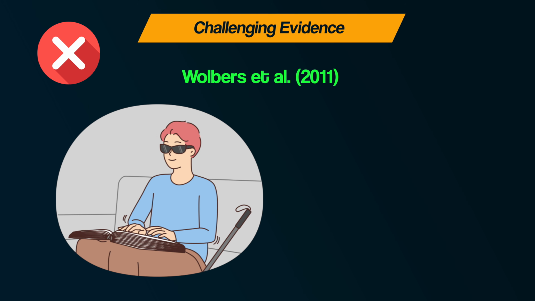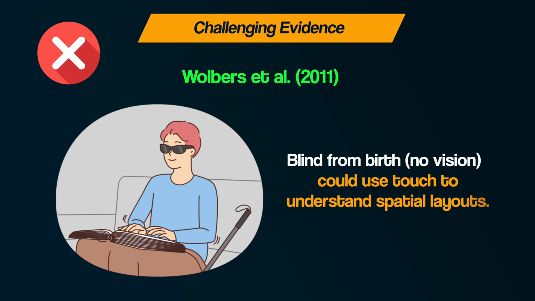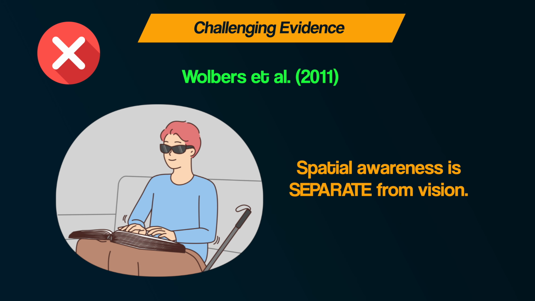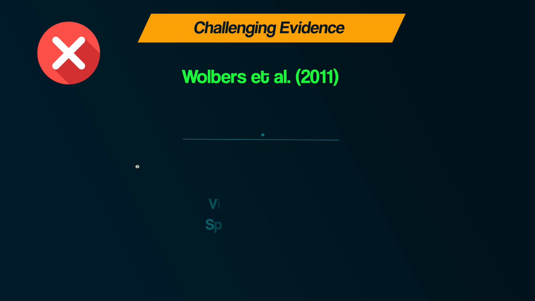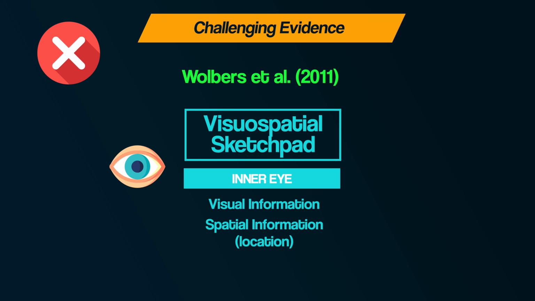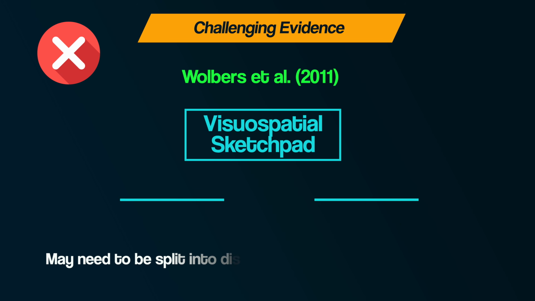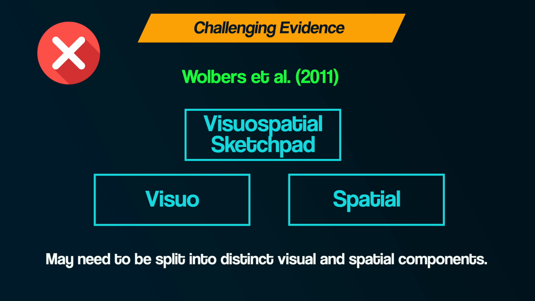However, Wolbers et al. in 2011 found that people blind from birth could use touch to understand spatial layouts, activating the same brain areas as sighted individuals. This suggests that spatial awareness is separate from vision, challenging the working memory model's visual spatial sketchpad and implying it may need to be split into distinct visual and spatial components.